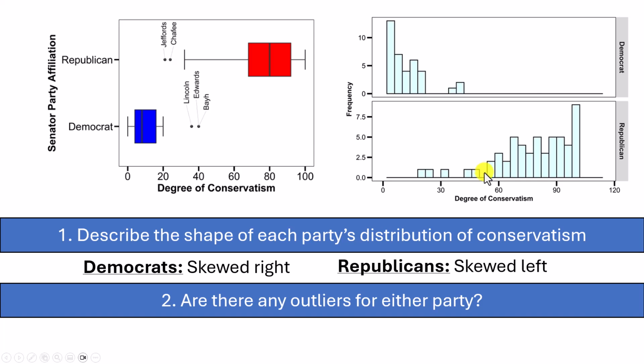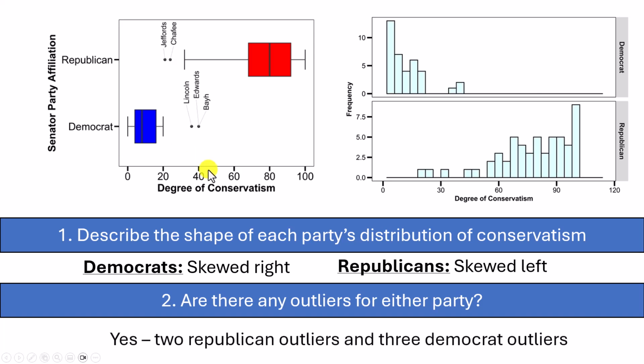We could also ask, are there any outliers for either party? And that would be a question better answered by the boxplots. So yes, we do have a couple of Republican outliers. Looks like Jeffords and Shafi. I'm not sure who those people are. Apparently they were people in the Senate in 1998. And we have a few for Democrats as well, which are Lincoln, Edwards, and Bayh. You can see those on the histogram as well. These are disconnected from the rest. These would be these three outliers there. And then it looks like these two are probably Jeffords and Shafi.